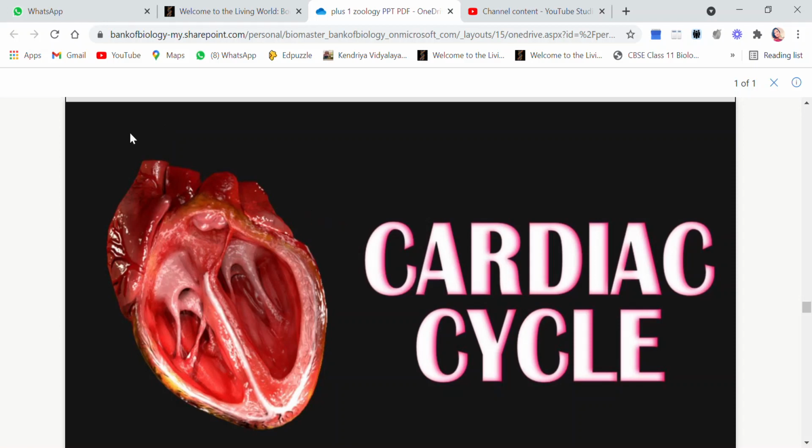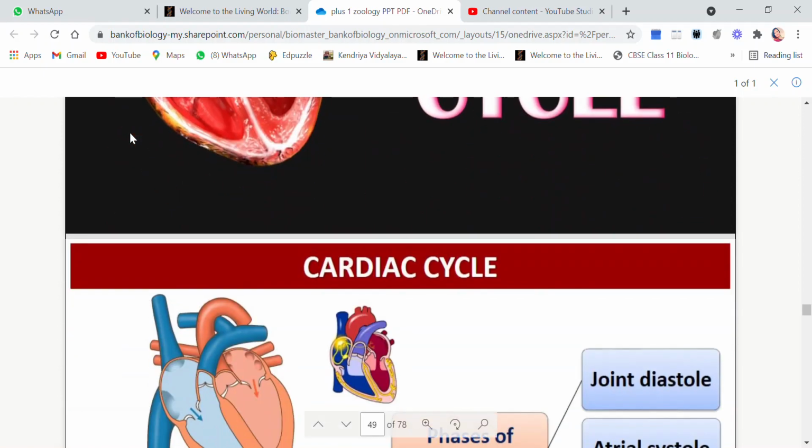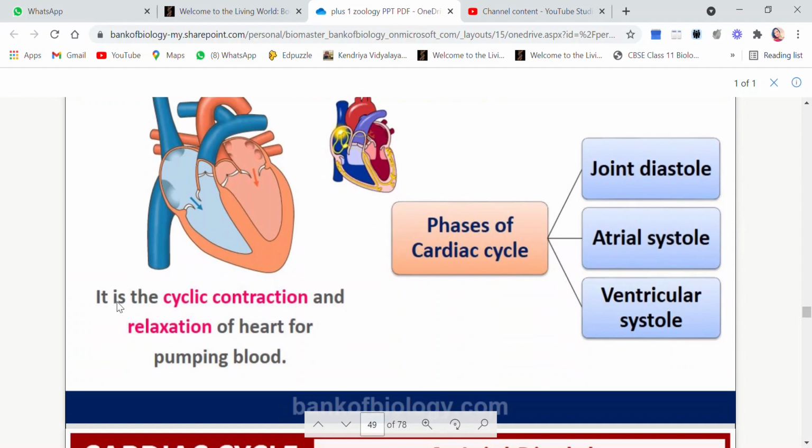So the next topic that we will study is the cardiac cycle. So let's begin with the cardiac cycle. Children, it is the cyclic contraction and relaxation of the heart for pumping of blood. It is a cycle in which contraction and relaxation follow each other, and the heart beats continuously from the stage of fetus till the person dies. So this is called the cardiac cycle.